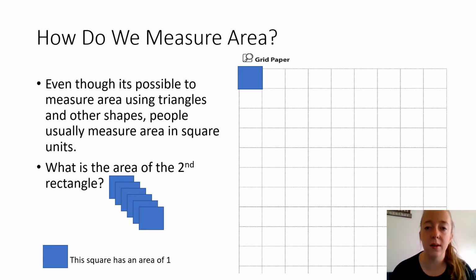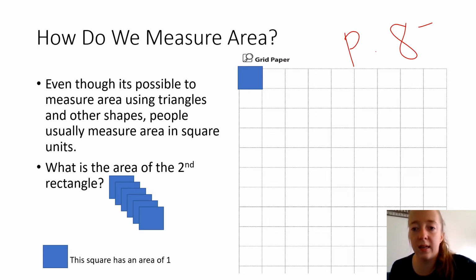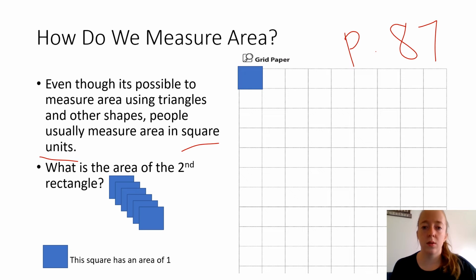And I wanted to mention, if you wanted to draw a shape and then figure out the area on your own, there is grid paper in your blue book, on page 87, and you're welcome to draw any kind of shape you want and then figure out the area. But from now on, when we talk about area, we are going to talk about measuring it in square units, okay? So for example, this little square we have here is 1 unit.